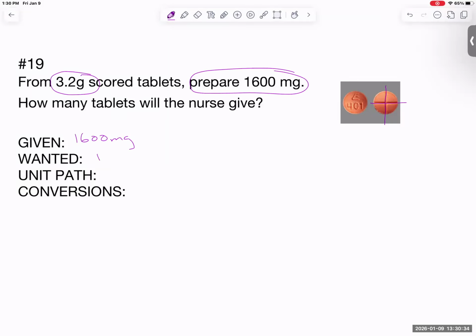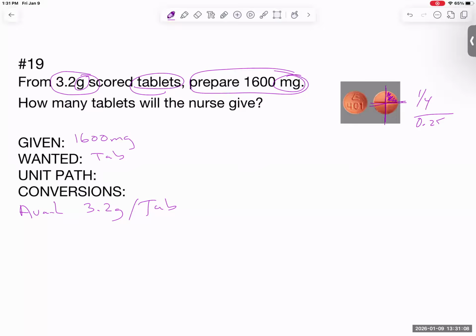So what's wanted is a tablet because that's what I have in front of me. That's what I'm going to give my patient. All right. I don't know about a unit path yet, and I don't know if I need conversions, but when I look at it, I have milligrams and I have grams. So what's available to me is 3.2 grams per tablet, and the tablet happens to be scored, meaning I can break it a certain way. In this case, I can break this into quarters or 0.25. So that means each little piece is a quarter. Okay. Awesome. So 3.2 grams per tablet.